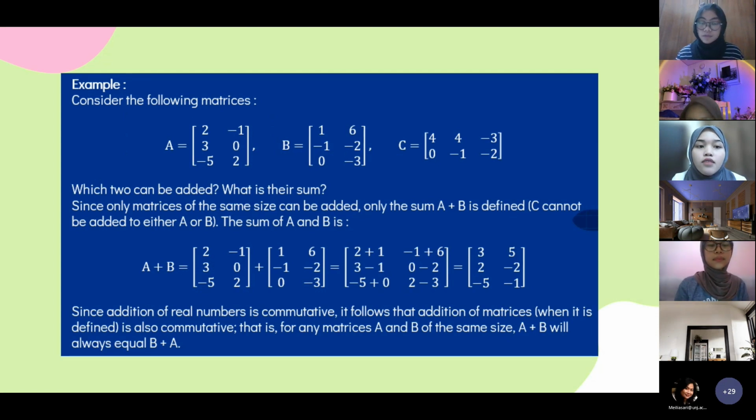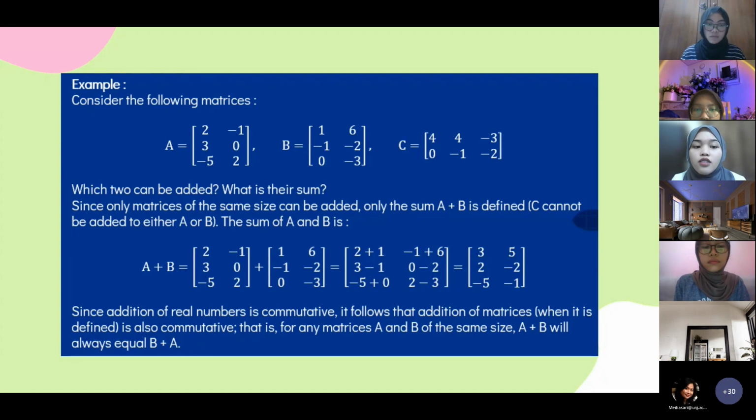For example, consider the following matrices as known. Matrix A is 2, minus 1, 3, 0, minus 5, and 2. Matrix B is 1, 6, minus 1, minus 2, 0, minus 3, and matrix C is 4, 4, minus 3, 0, minus 1, and minus 2. Which two can be added? What is their sum? Since only matrices of the same size can be added, only the sum A plus B is defined. Because C cannot be added to either A or B, the sum of A and B is, as you can see, like this.